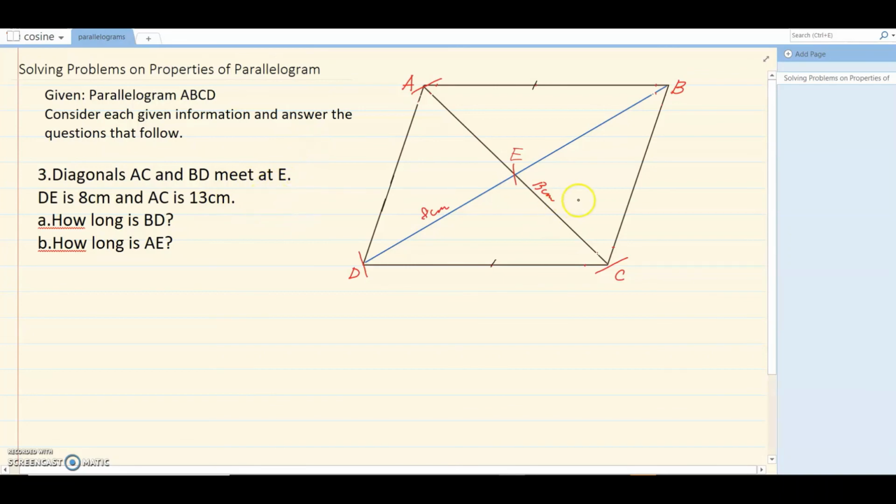In a parallelogram, the diagonals bisect each other. So meaning, if D is 8, the other half of the diagonal is also the same. So that is also 8 centimeters. So the entire diagonal will be twice the measure of the diagonals bisected. So if D is 8, so the entire diagonal will be 16 centimeters.